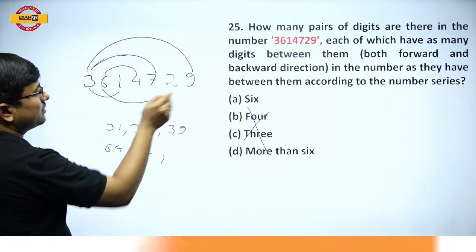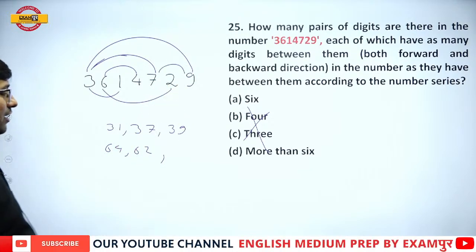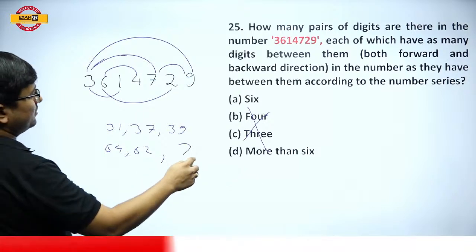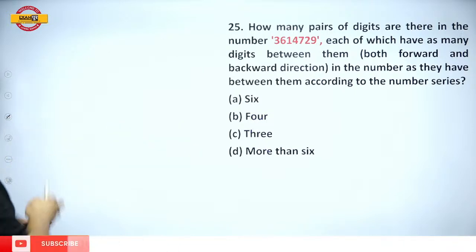From 4, 5, 6, 7, no. From 7, 8, 9. Okay, everyone. And therefore, the right answer to the question, as you can see, is 7, 9. Anything other than this? Okay, let me check again, in a more clear manner.